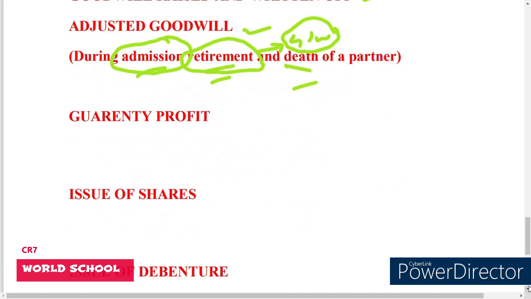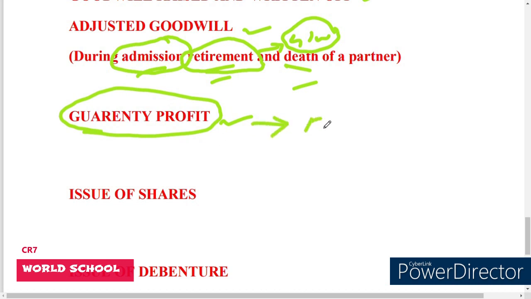And next one is guarantee profit. More chances. Here 90% chances are there for asking a question from guarantee profit oriented. So for doing this problem, you need to prepare profit and loss appropriation account. Profit and loss appropriation account based question it is.